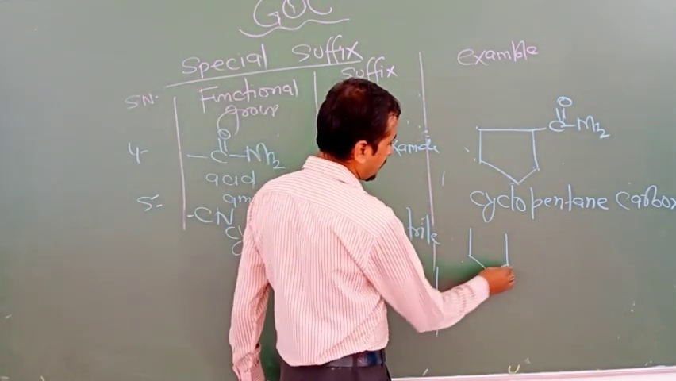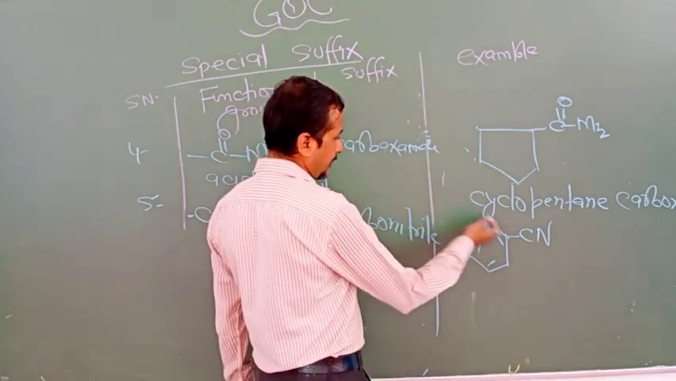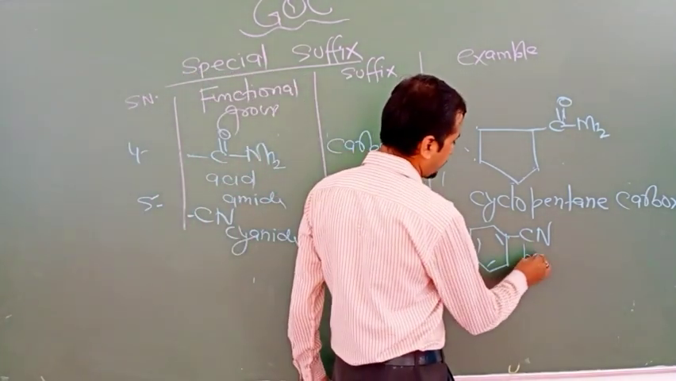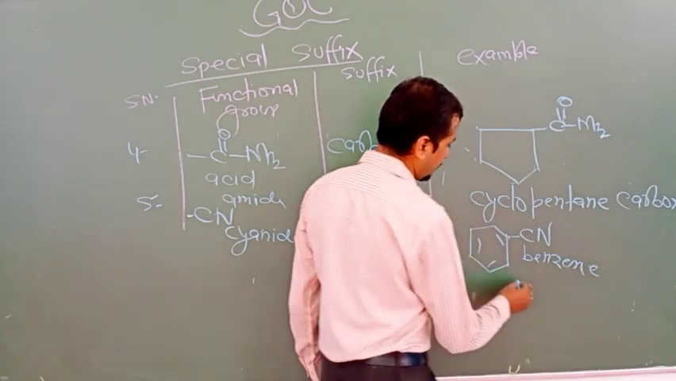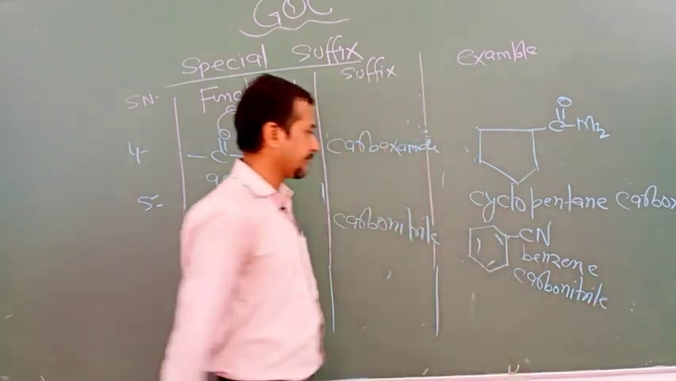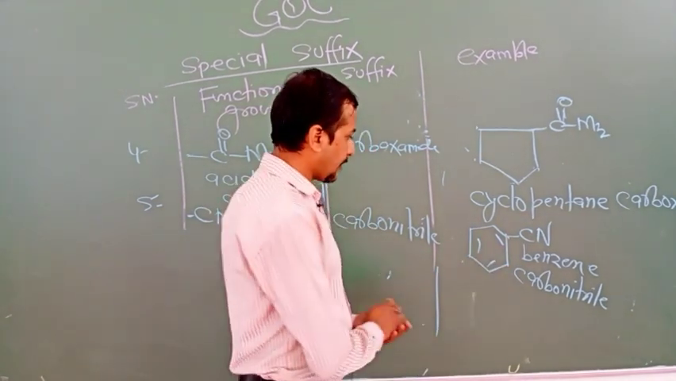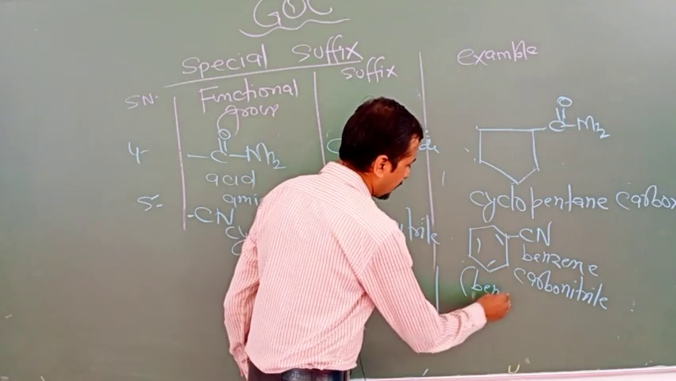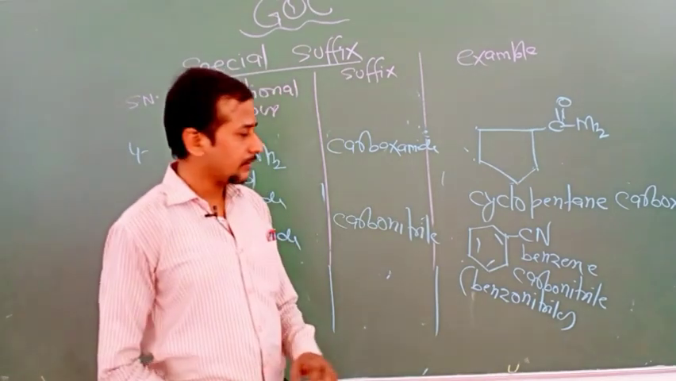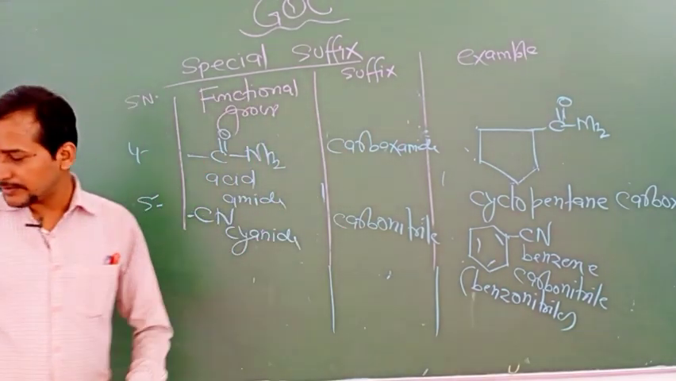Now if this CN is attached with a benzene ring, write the name of benzene and then add the suffix carbonitrile. So the name of this chemical is benzenecarbonitrile. This is also known as benzyl cyanide or benzonitrile. But in IUPAC nomenclature, this name is also asked in the board examinations.